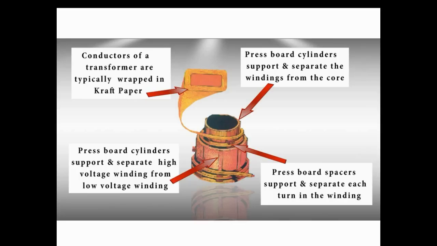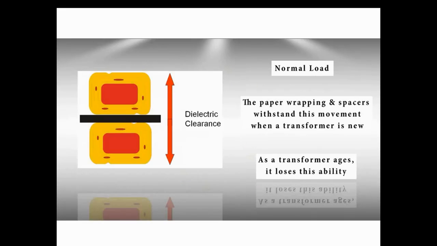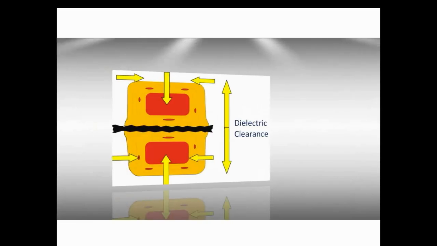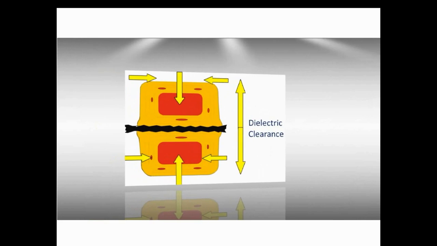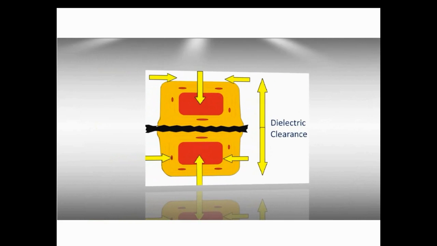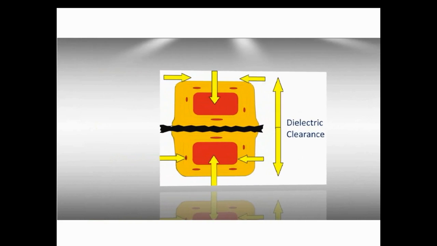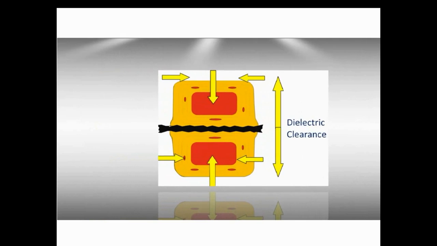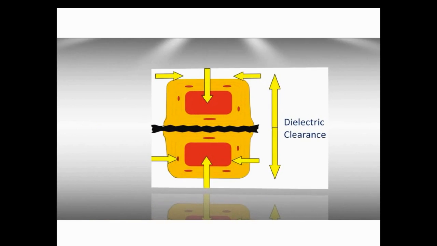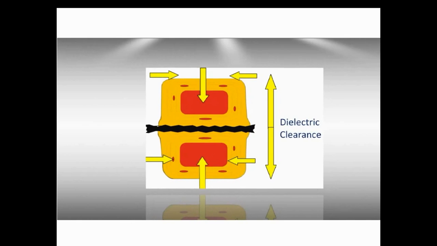How does paper work? Let's have a transformer within normal load. There is a dielectric clearance between the windings. The paper wrapping and board spacers withstand the load when the transformer is new. Here we've got normal load for the same transformer, but it has aged. Thus, it has lost the ability to maintain dielectric clearance.